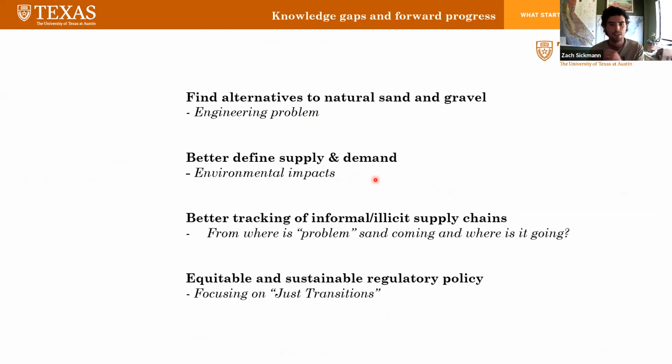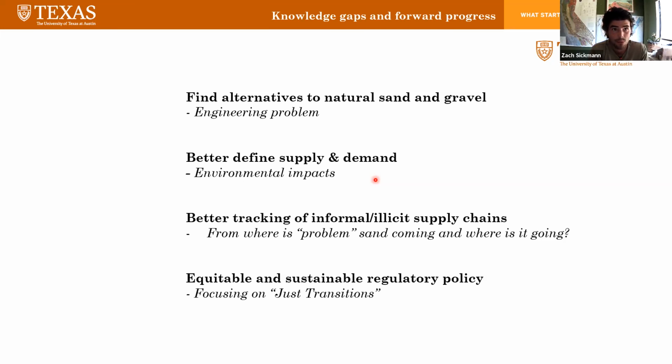Okay. So in terms of some broad goals of improving the state of sand mining going forward, there's lots of work on finding alternatives to natural sand and gravel. This is an engineering problem that at least a couple of people here at UT are working on. Better defining supply and demand, basically better quantifying how much sand is being extracted from certain systems, how much natural sediment supplies in those systems, what are the environmental impacts that result from that balance or imbalance between the two. Better tracking of informal or illicit supply chains, what I'm trying to do with this project.